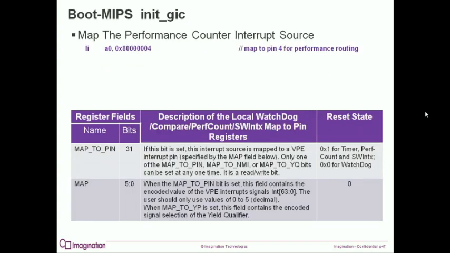The code sets up A0 with the encoding that will map the performance counter interrupt. A0 is written with bit 31 set and a 4 in the map field. This will map the local core's performance counter interrupt to the current processor's interrupt pin 4. This value is stored in the GIC local CPU performance counter map to pin register. This ends the GIC configuration.